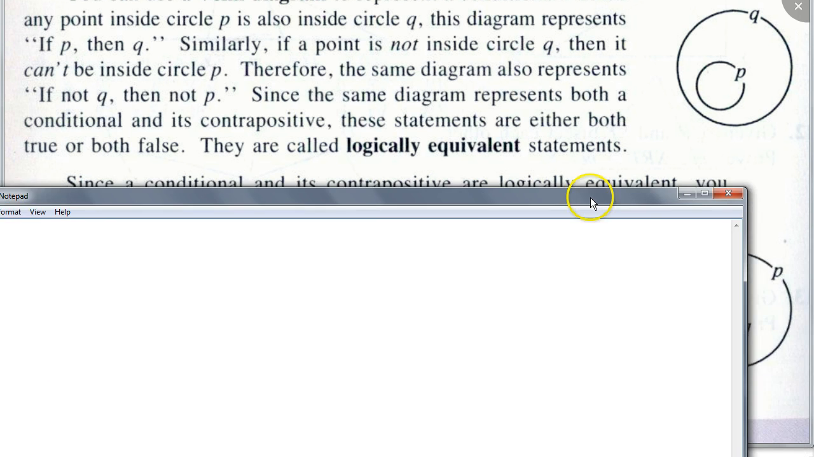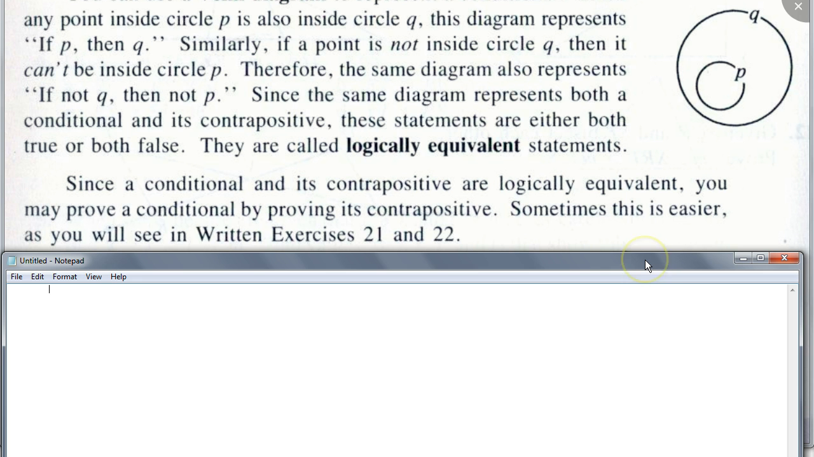Actually, before we get there, let's read this statement. This is really important, since it's the reason why we're doing all this. Can somebody read this for us? Brianna, go ahead. Since a conditional and its contrapositive are logically equivalent, you may prove a conditional by proving its contrapositive. Sometimes this is easier, as you will see in exercise 21.